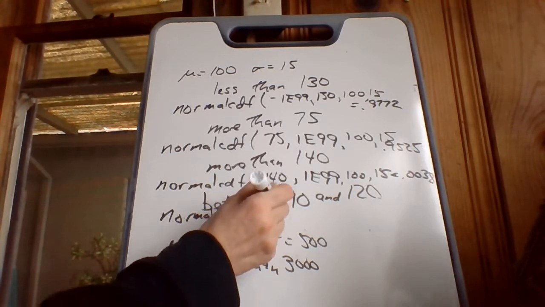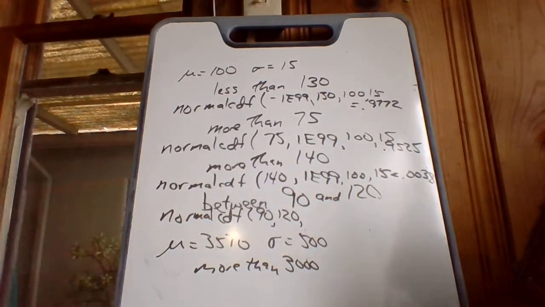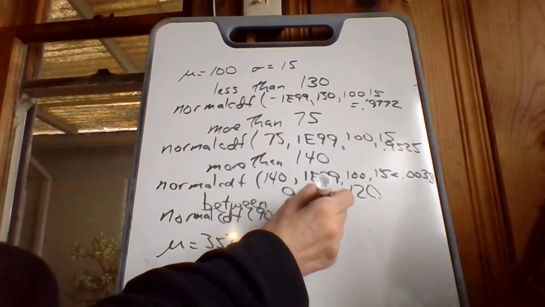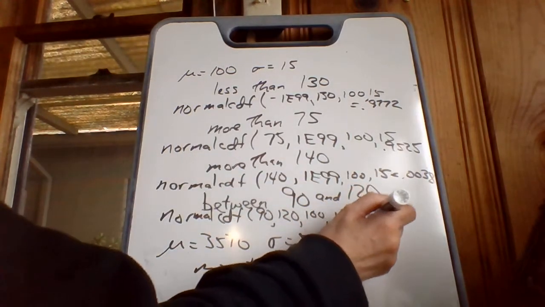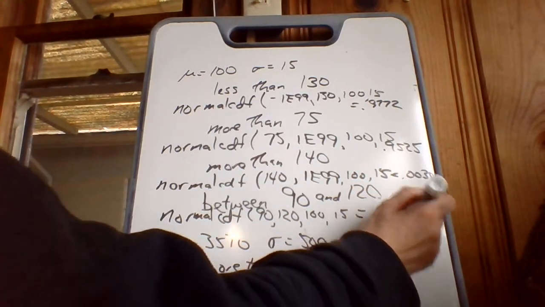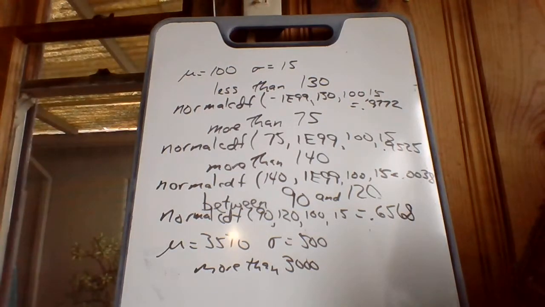Normal CDF. Between, okay, I don't need any infinities when they give me between. It's just those two numbers. Then my 100, my 15. 0.6568. And then I just threw on this other problem just to point out the mean and standard deviation are not always 100 and 15. That's just because these are IQ problems, and that's just what the IQ numbers are.